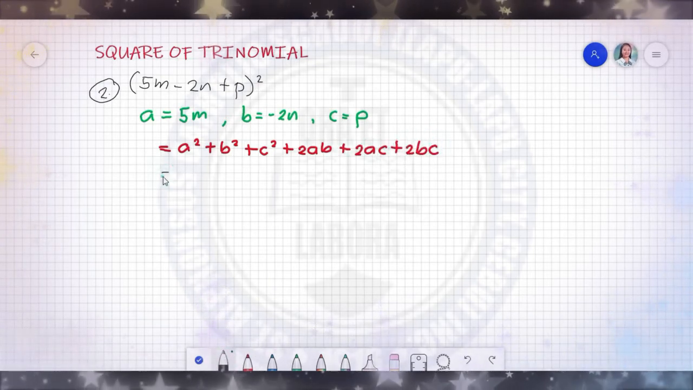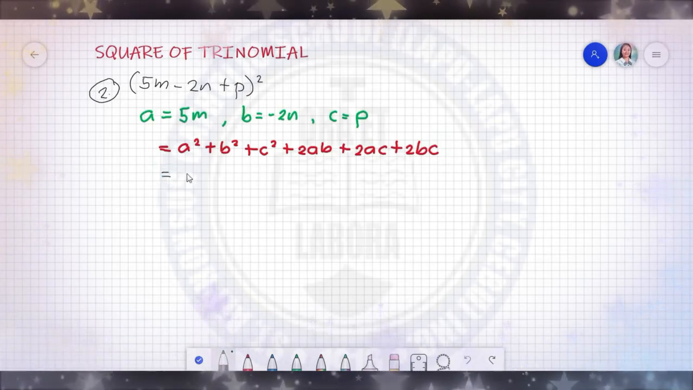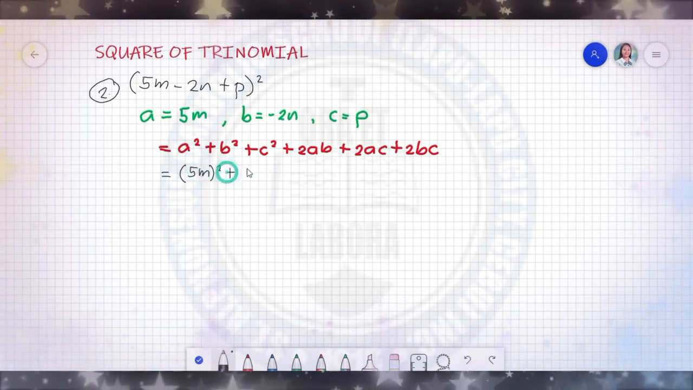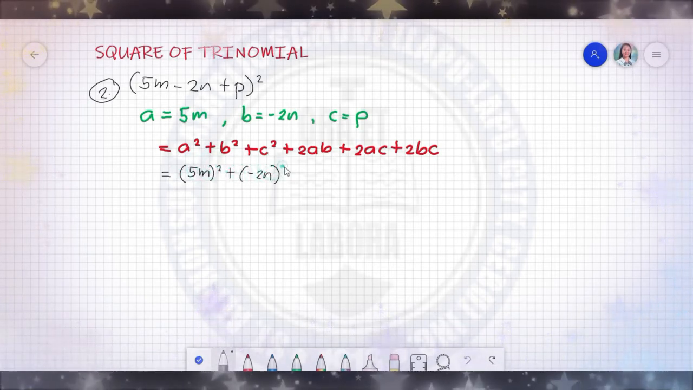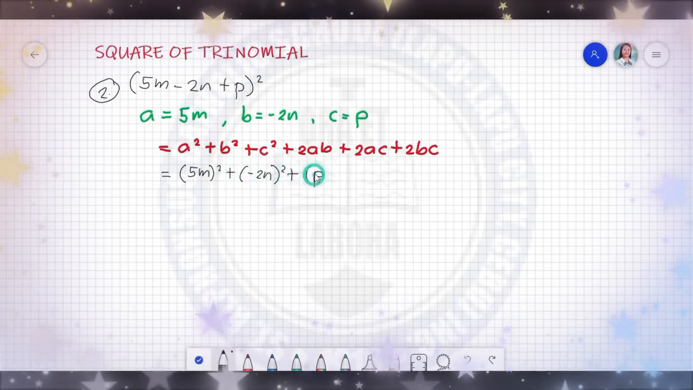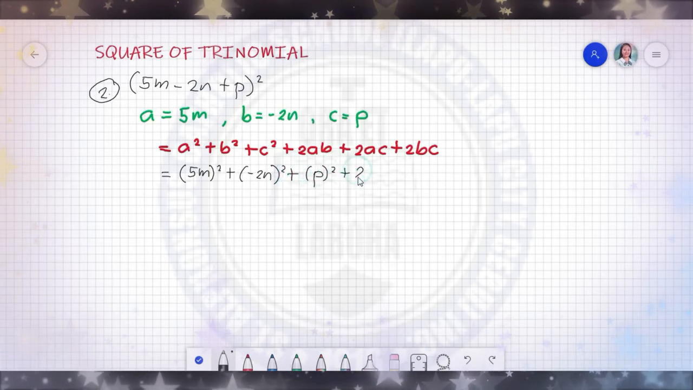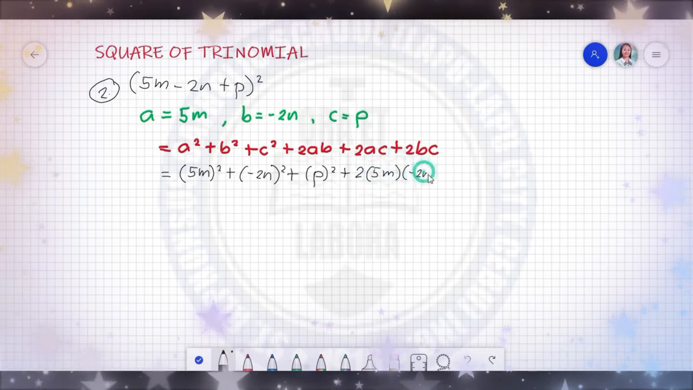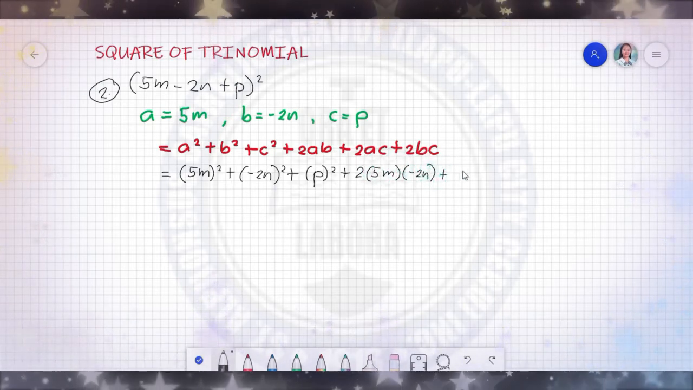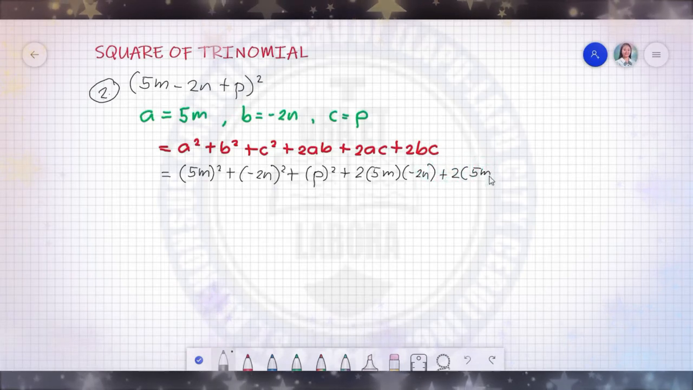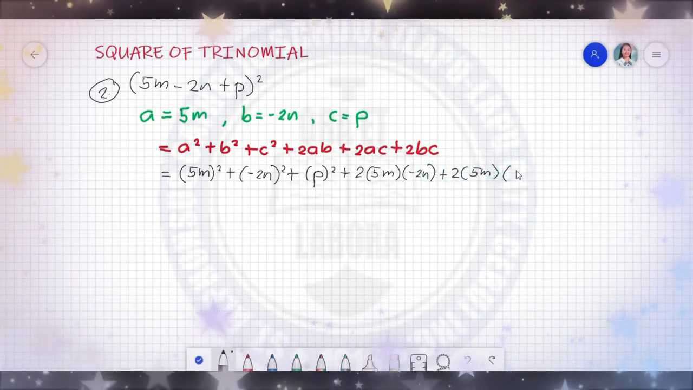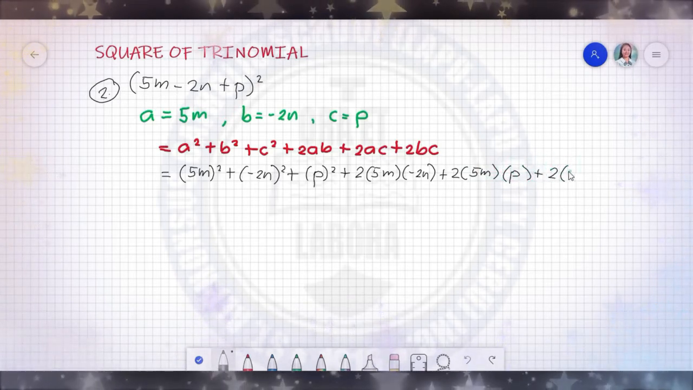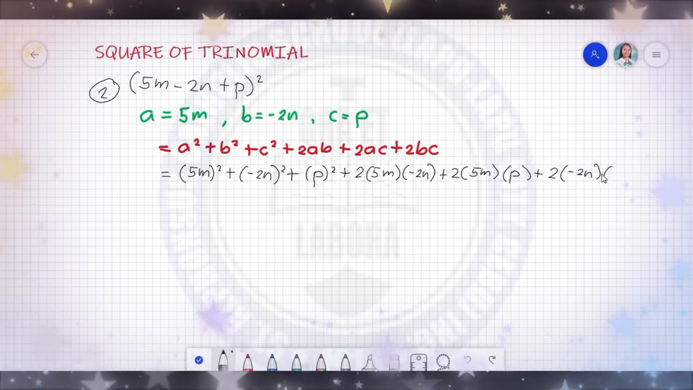You need to substitute the given to the pattern. So the pattern is 5m squared plus negative 2n squared plus p squared plus 2 times 5m times negative 2n plus 2 times 5m times p, and lastly 2 times negative 2n times p.